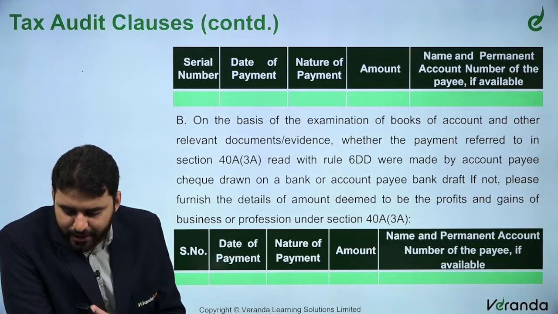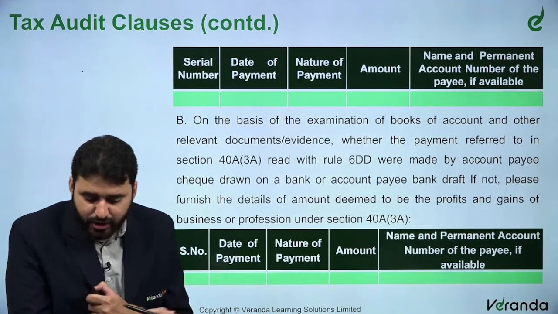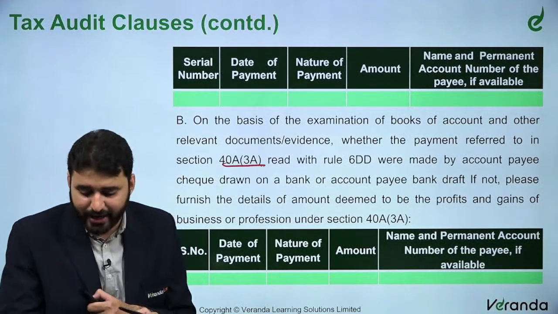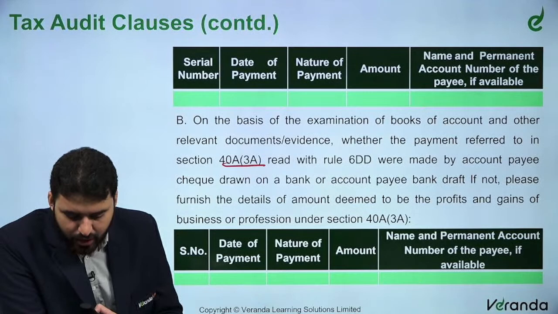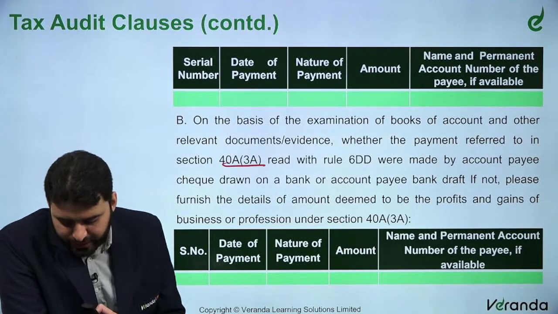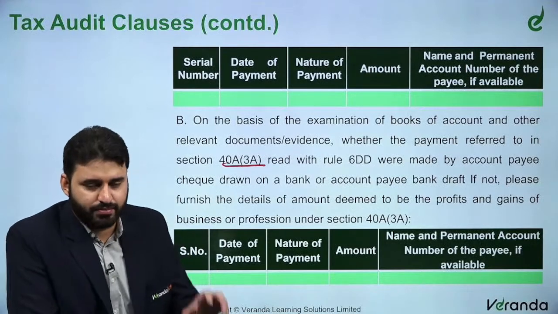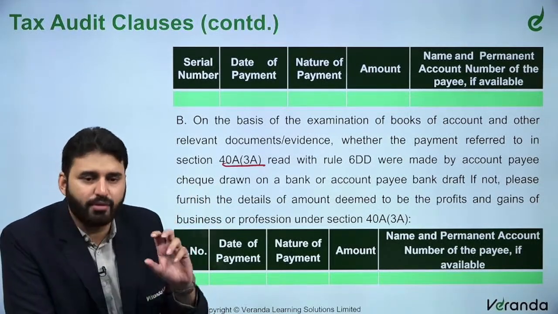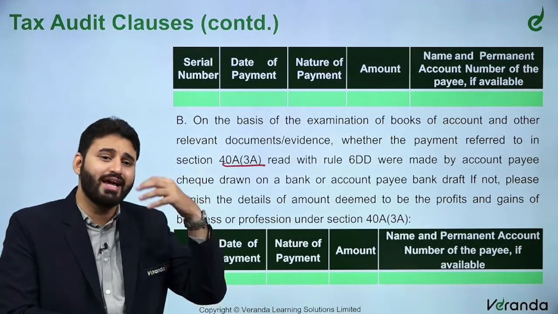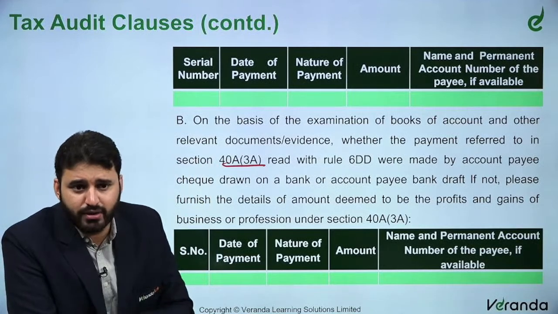40A(3A): on the basis of examination of books of accounts and other relevant documents or evidence, where the payment referred to in section 40A(3A) read with rule 6DD was made by account payee cheque or demand draft. If not, please furnish the details thereof. So 40A(3) and 40A(3A) both talk about cash payments. If you are making any payment by cash of more than 10,000 rupees, earlier it was 20,000, now they have brought down the limit to 10,000.